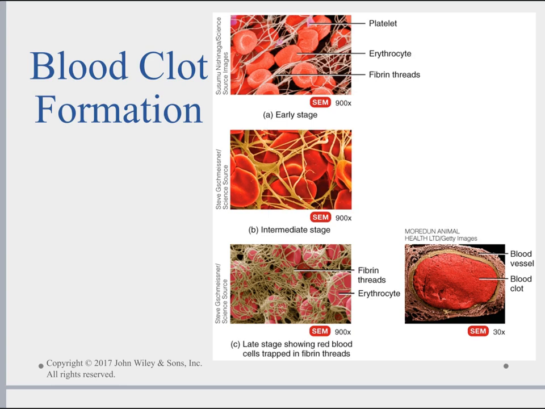So early stage, you see the fibrin threads, these loose threads kind of forming, aggregating. We can see the intermediate stage where more red blood cells are starting to get caught and intertwined within there. And then that late stage, right? So what happens? That late stage, we see an increase in number of fibrin.